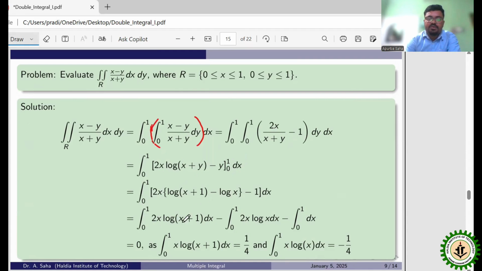So this is the integral from 0 to 1 of 2x log of (x plus 1) dx minus 2x log of x dx, and minus the integral from 0 to 1 of dx. So this becomes, the integral from 0 to 1 of x log of (x plus 1) dx equals 1 by 4, and the integral from 0 to 1 of x log x dx equals minus 1 by 4. You can check this one.